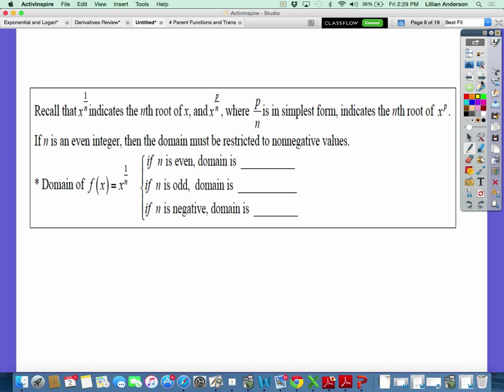No, not negative infinity to infinity. 0 to infinity, because it said the non-negative values. Now, could n be 0? Am I going to put a bracket around 0? Am I going to put a parenthesis around 0? What do you think?